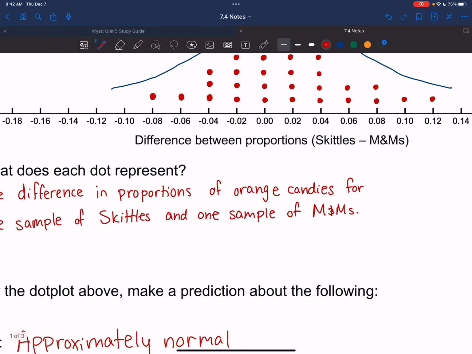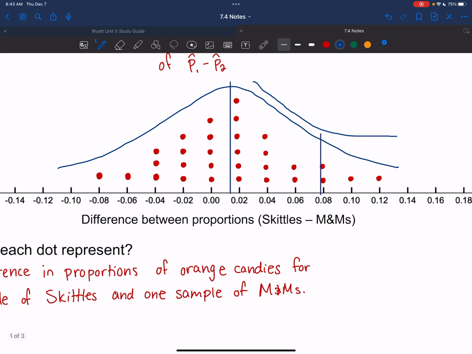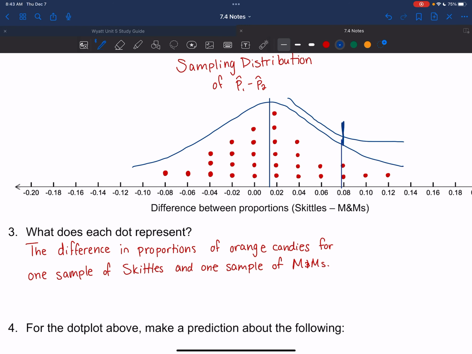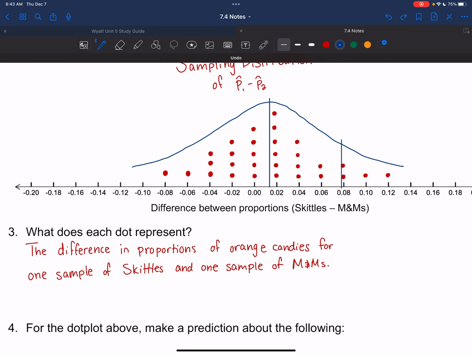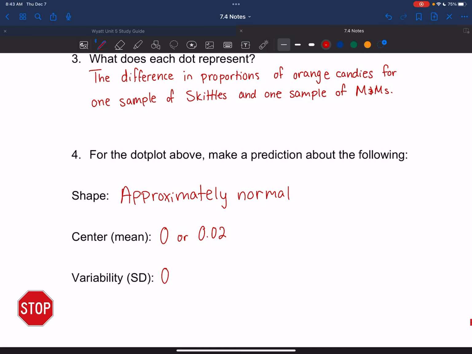And then variability, it looks like if my center is about right here, then I might think that my variability might be upwards of like 0.06, 0.05, somewhere around in there. The reason is because you're kind of looking where the graph starts to level out. So it looks like it starts to level out around in this area. So I'm going to assume that my variability is about 0.06.